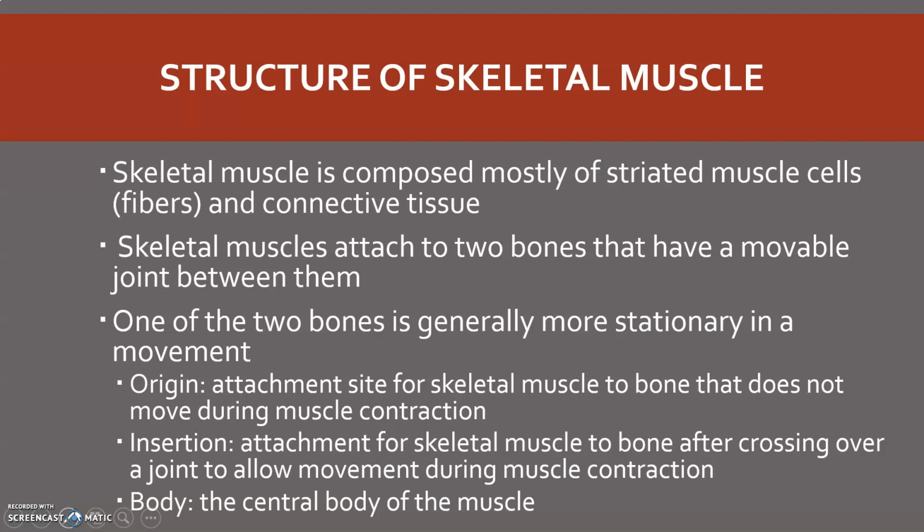You have the origin, which is the attachment site for skeletal muscle to bone that does not move during muscle contraction. And you have the insertion, the attachment for skeletal muscle to bone after crossing over a joint to allow movement during muscle contraction. And you have the body, which is the central area of the muscle.